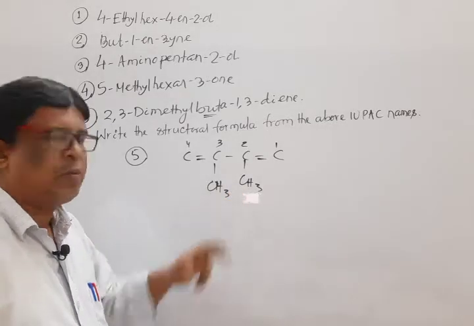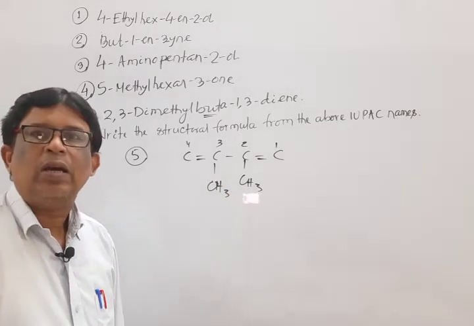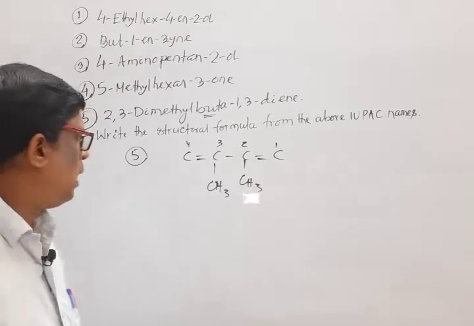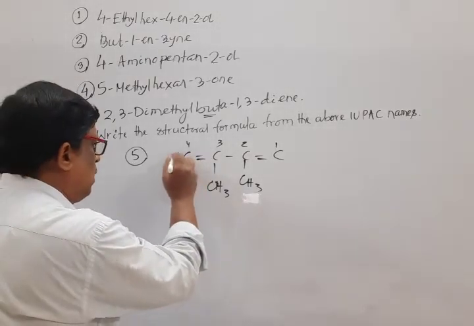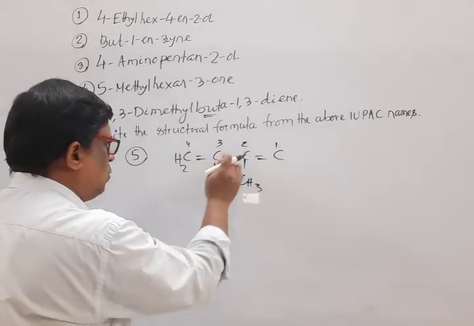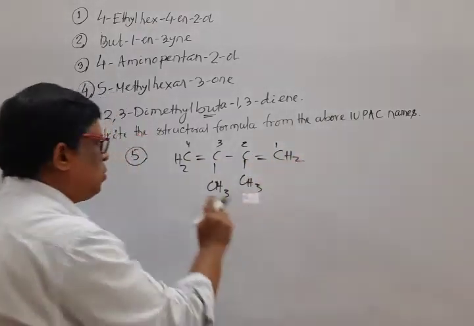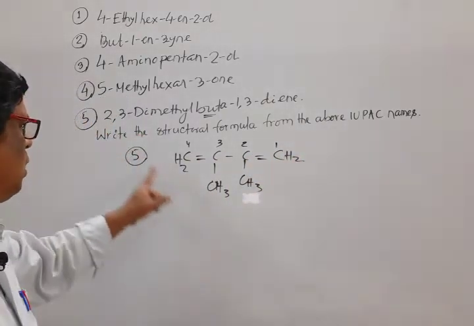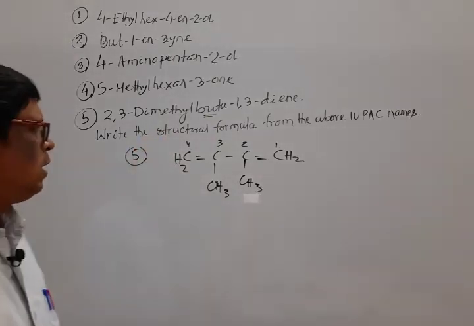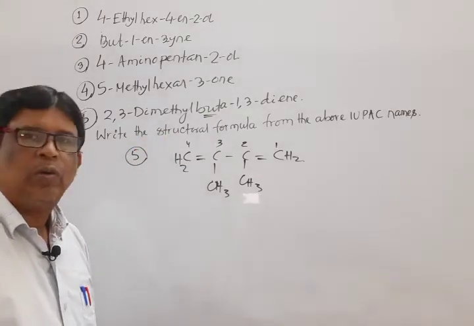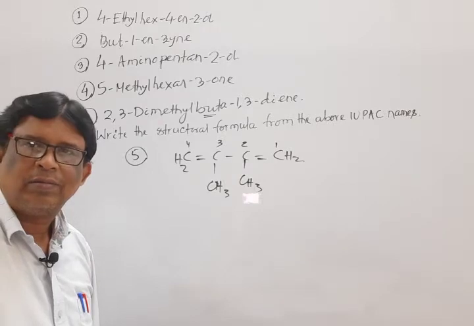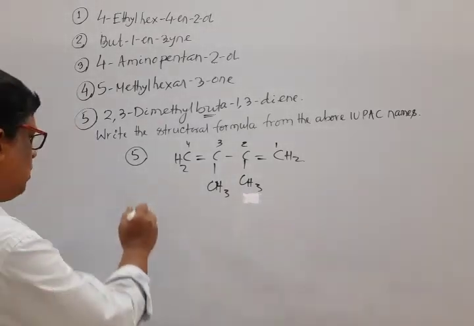So suffix part is over. Next, substituent over. Finally, we have to satisfy the tetracovalency. Mark that 2 bonds are there. So CH2, and so on. So this is the structural formula for 2,3-dimethyl buta-1,3-diene. Okay, good.